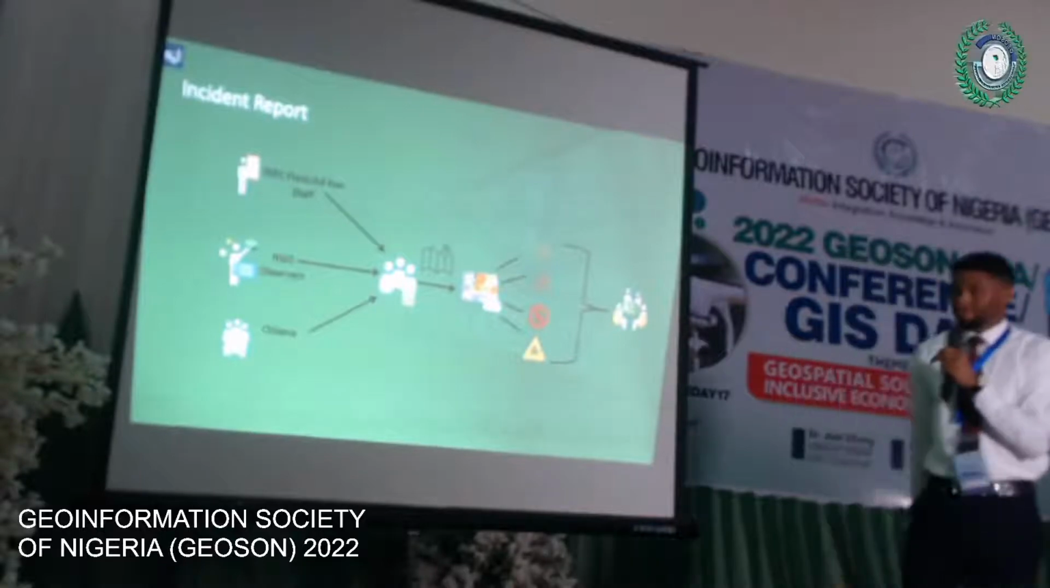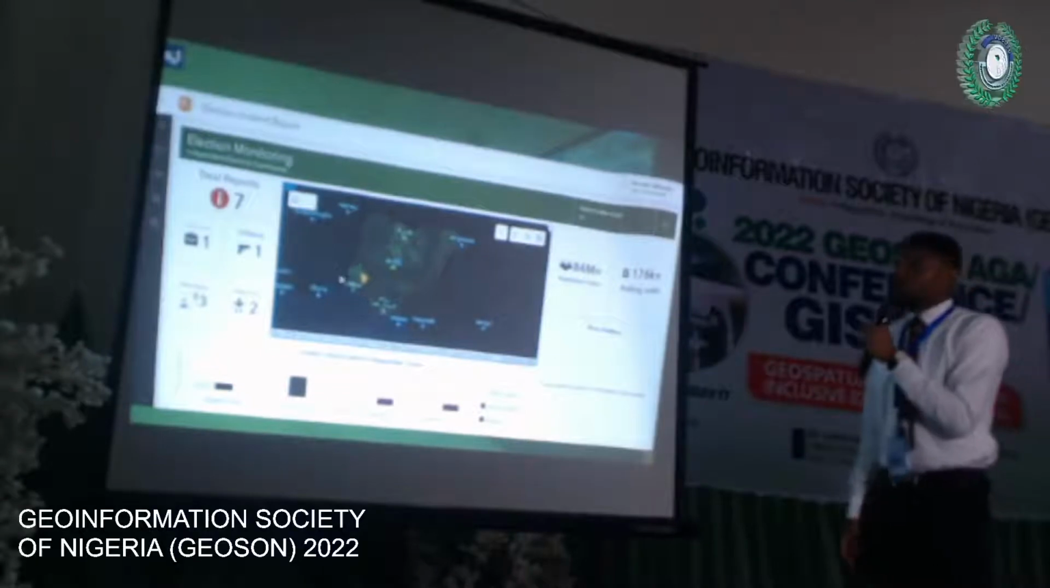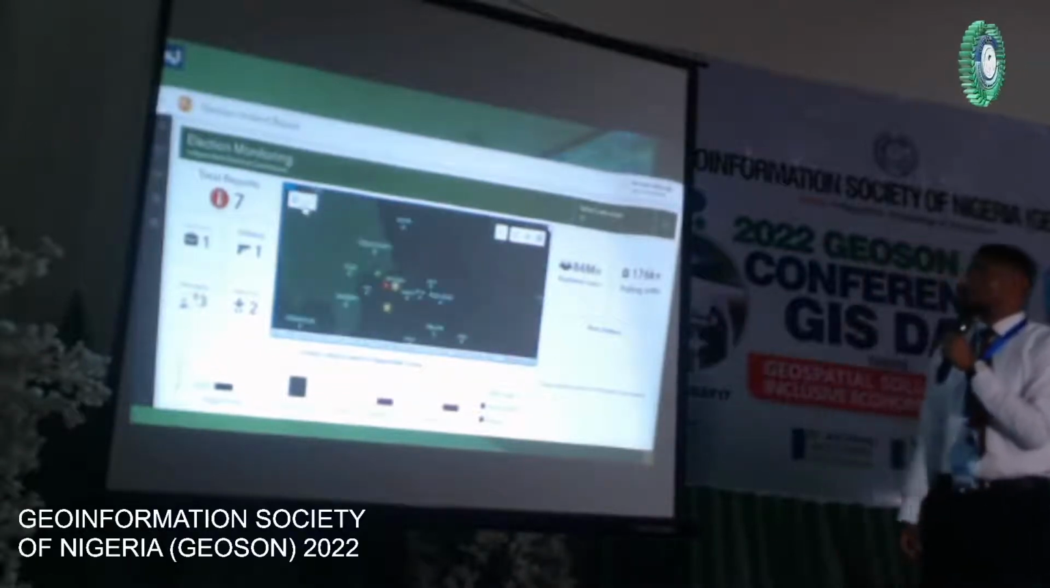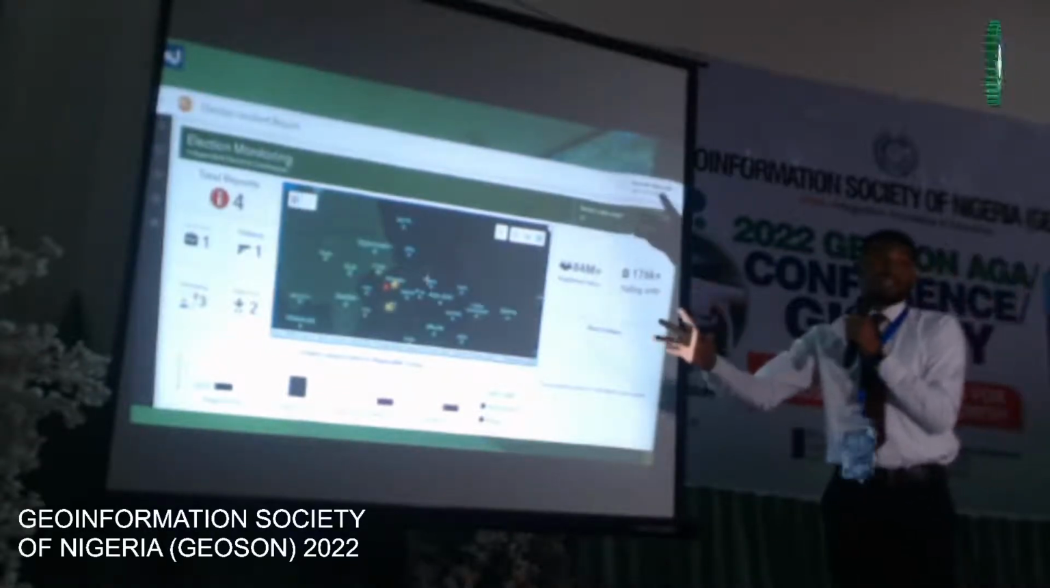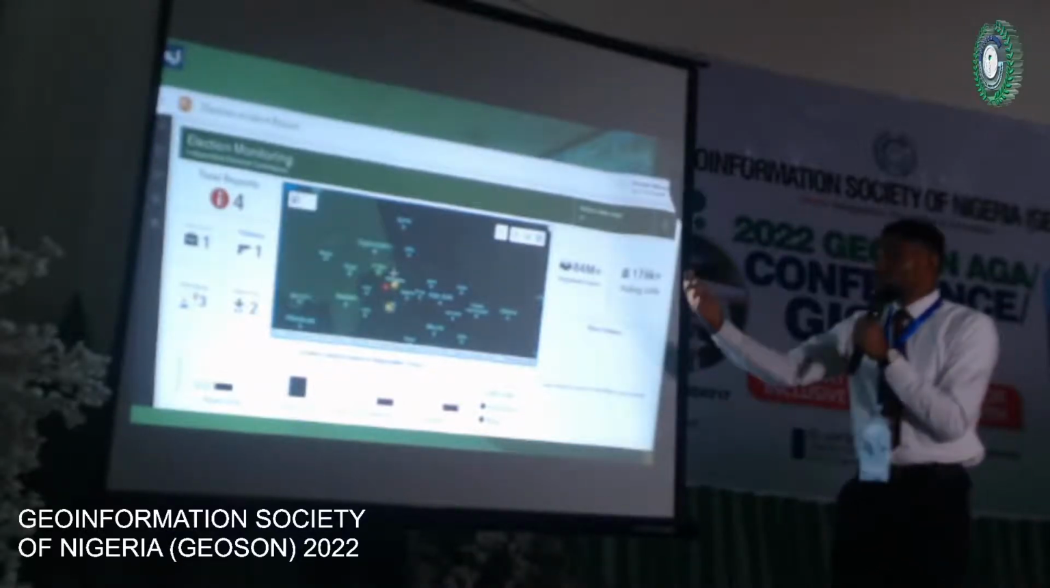Sorry, the next slide. So here we can see a dashboard created. We look at the total reports. This is actually dummy data. We look at total reports coming in, and we look at vote buying and violence.